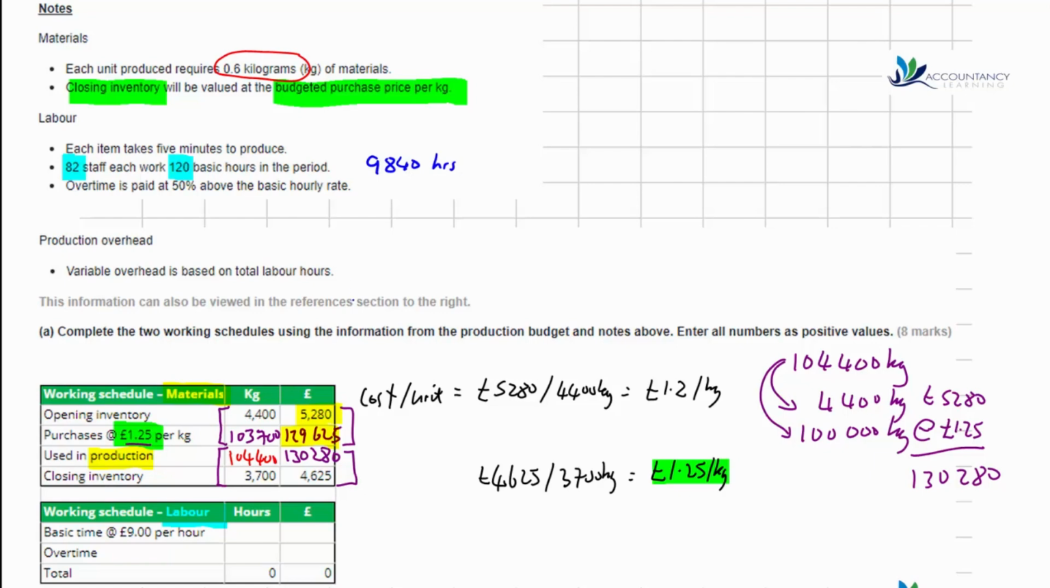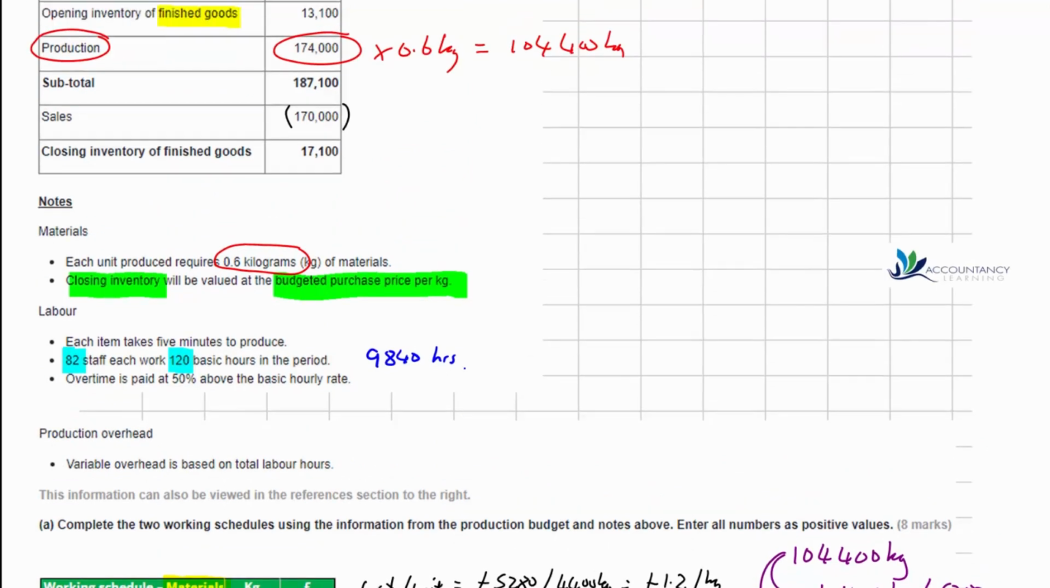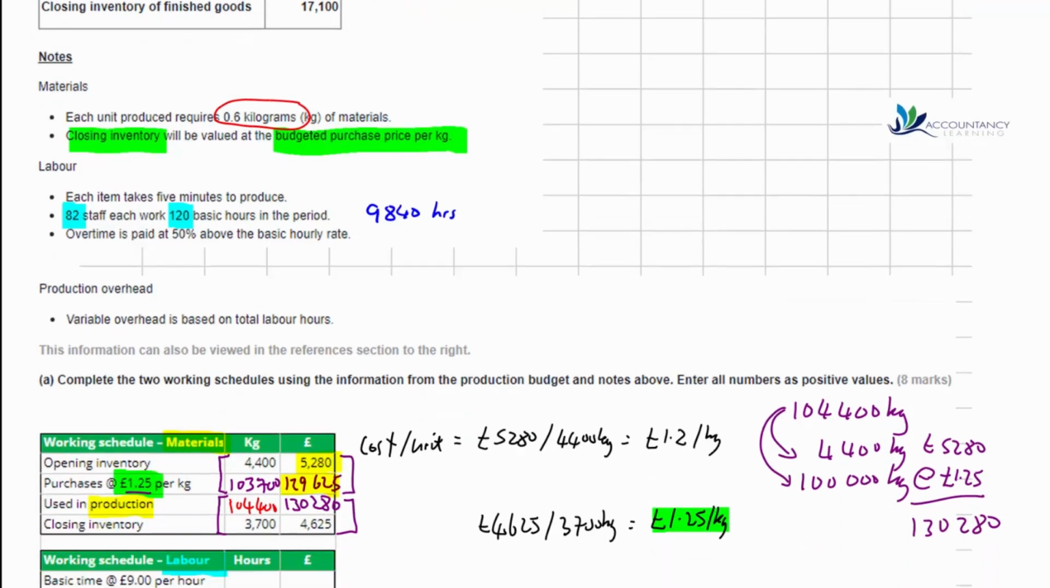So what we need to do then is go back to our production schedule. We know that we're making the 174,000 units, and we need to multiply that by 5 minutes. That gives us 870,000 minutes. And if we divide that by 60, that'll tell us how many hours we need. So we need 14,500 hours in total to satisfy our production schedule. So we can put that number into our table.